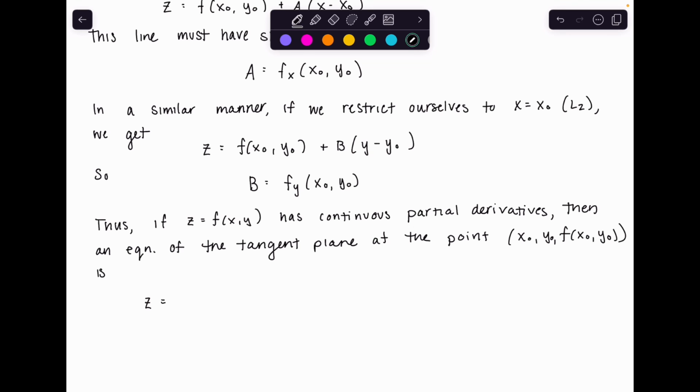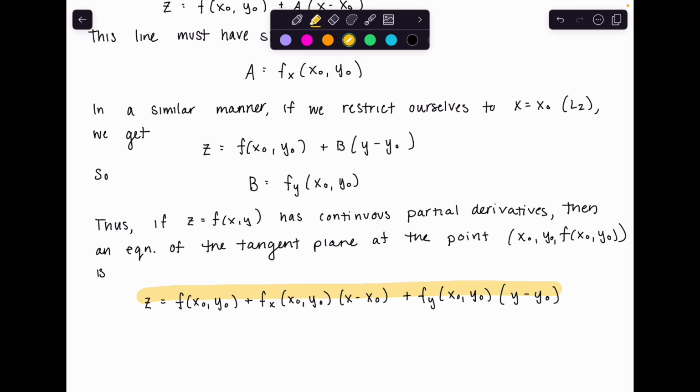Our z value will be the initial z value plus the partial with respect to x at that particular point times x minus x naught, and then the partial with respect to y at that point times y minus the y coordinate. So it gives us the equation of the tangent plane.